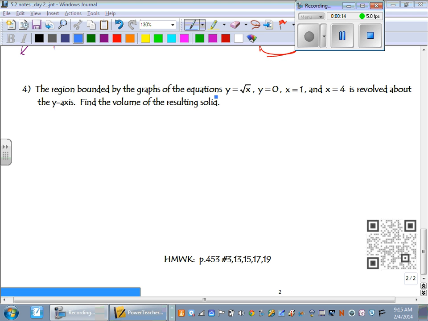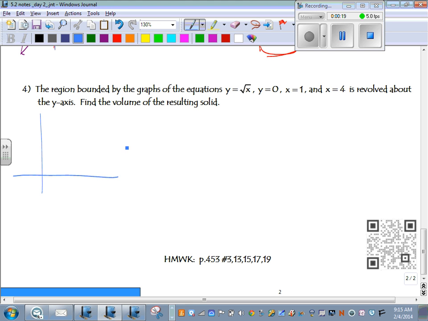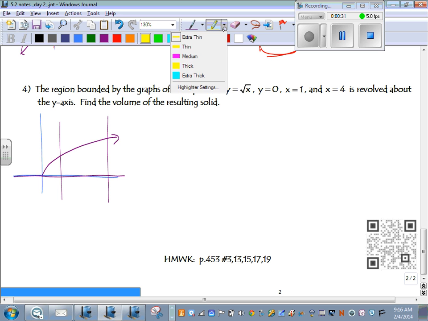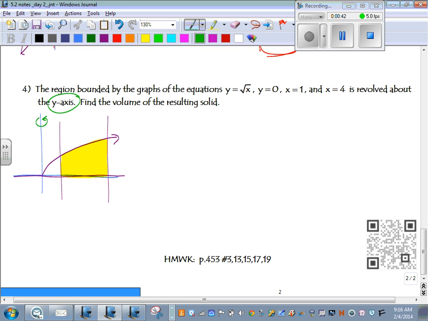If we look at this, we're looking at the graph y equals square root of x, which we know is a sideways half of a parabola. y equals 0, which would be the x-axis, x equals 1, and x equals 4. So we're looking at this region right here. And it tells us we're revolving around the y-axis, which tells us we're going to use a dy cut.